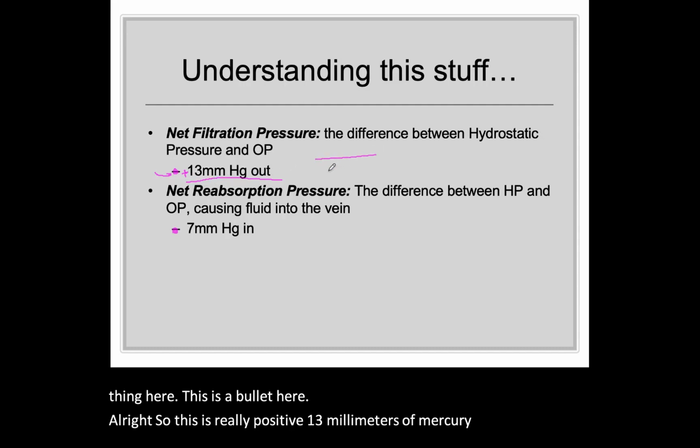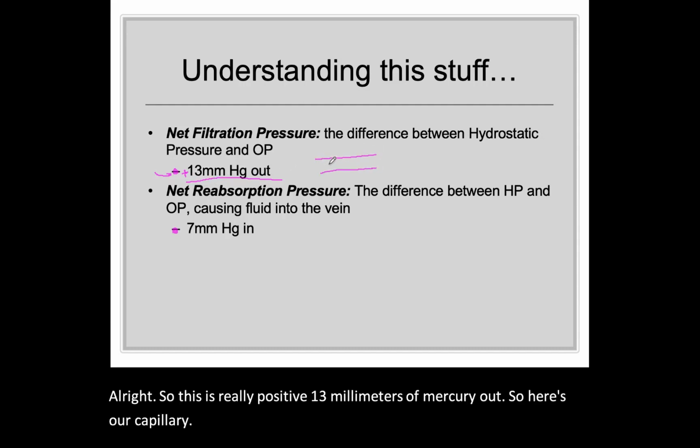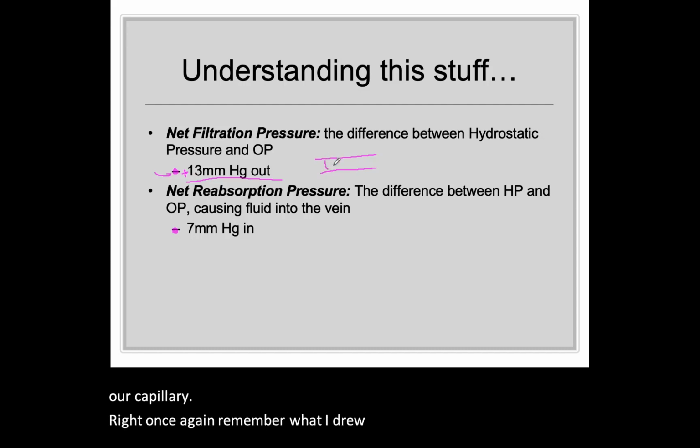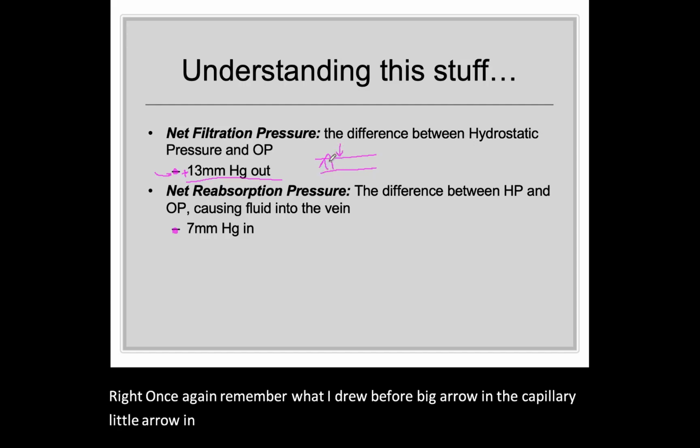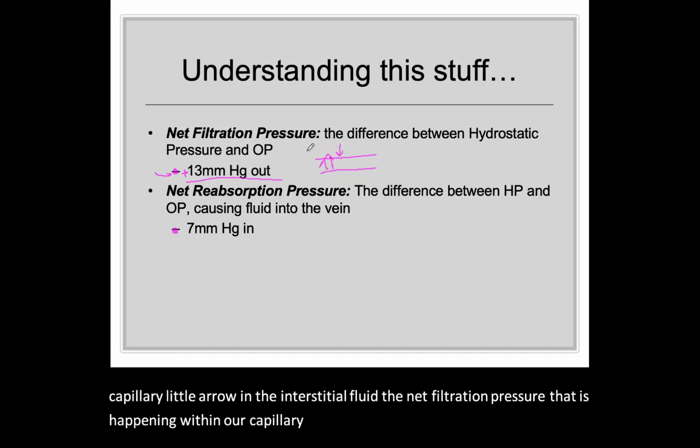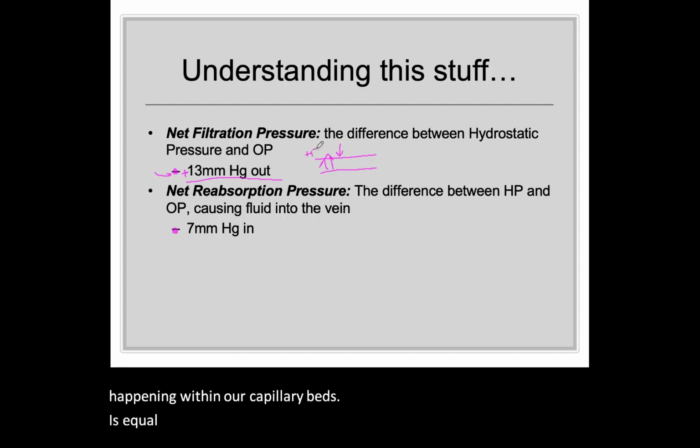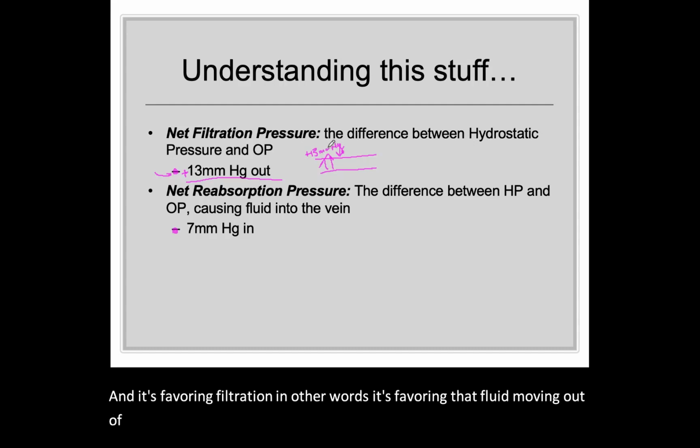So here's our capillary. Once again, remember what I drew before. Big arrow in the capillary, little arrow in the interstitial fluid. The net filtration pressure that is happening within our capillary beds is equal to 13 millimeters of mercury. And it's favoring filtration. In other words, it's favoring fluid moving out of the capillary. The reason for that is because the hydrostatic pressure is greater than the oncotic pressure.